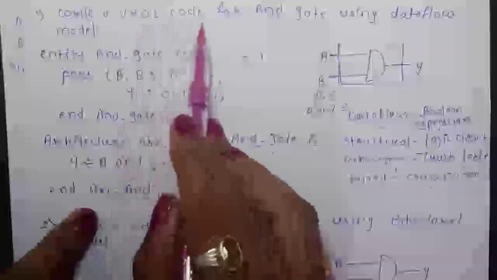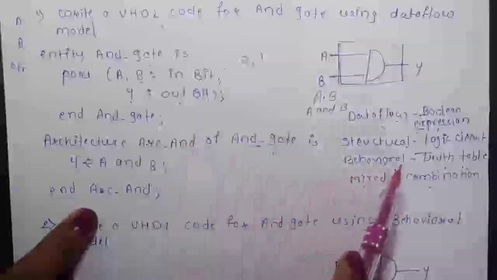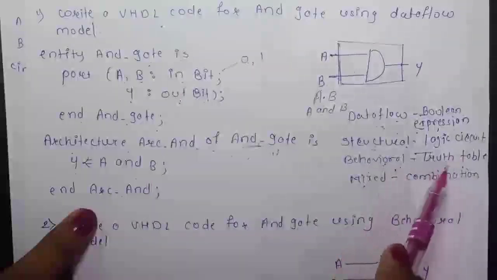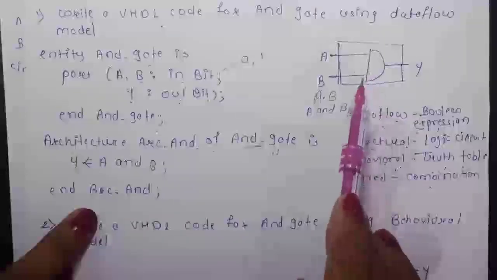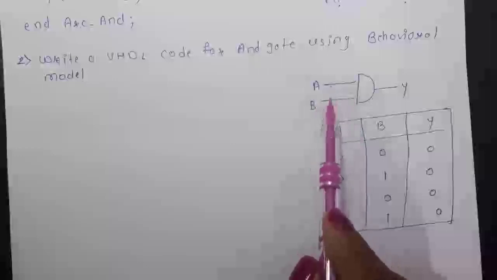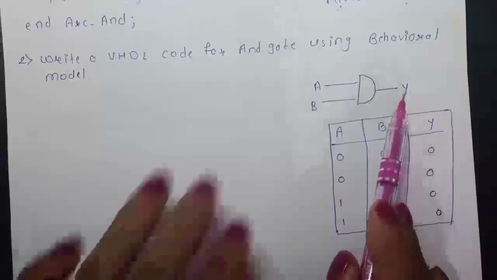Now after that we have to write VHDL code for an AND gate, but using the behavioral style of modeling. Behavioral style of modeling is mainly focused on the truth table. That means it mainly focuses on the behavior or actual function of the AND gate. Now let's see. This is an AND gate, two inputs A and B and one output, that is Y.